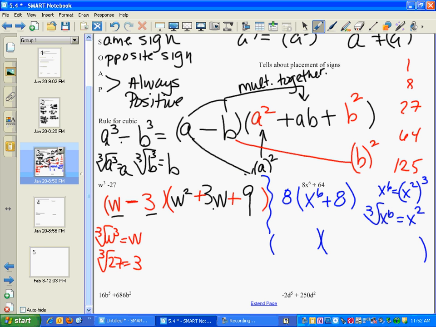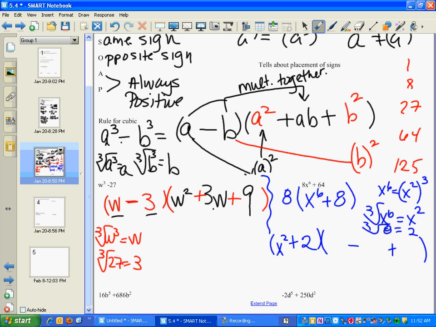Same sign. That makes this what? Opposite sign? Always. Okay. So, we took the cubic root of x to the 6th and got x squared, and the cubic root of 8 and got 2. What do I put here? Yes, x squared. What do I put here? 2.